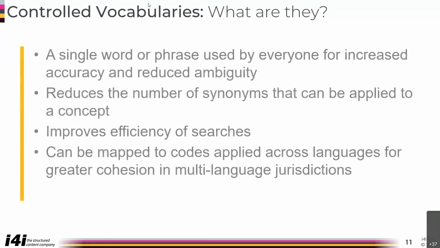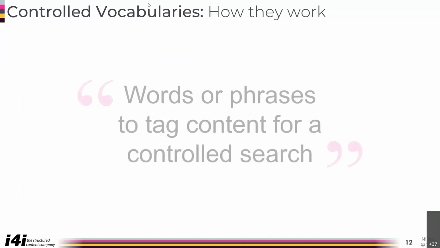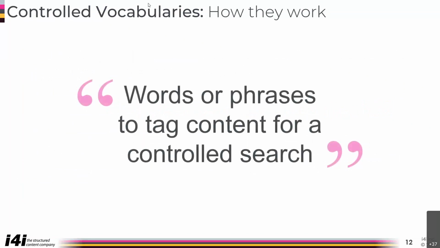You can think of a controlled vocabulary as a way to give everyone exactly the same set of words to use. Reducing to a common set of words and removing synonyms improves the indexing and searchability of information. Basically, a controlled vocabulary is a list of words or phrases that are used to initially tag content and then later to find that content through a controlled search.